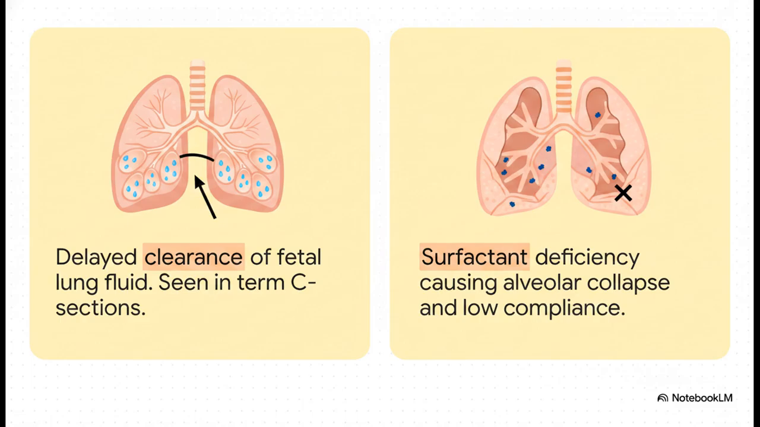Transient tachypnea of the newborn, or TTN, happens because of a delayed clearance of fetal lung fluid. You'll typically see this in term infants delivered via C-section without labor or in late preterm births. On the flip side, neonatal respiratory distress syndrome, or NRDS, is driven by surfactant deficiency. The big risk factors here are prematurity, maternal diabetes, male sex, C-section delivery, and missing out on antenatal steroids. This lack of surfactant leads straight to alveolar collapse, low lung compliance, severe VQ mismatch, and hypoxemia.